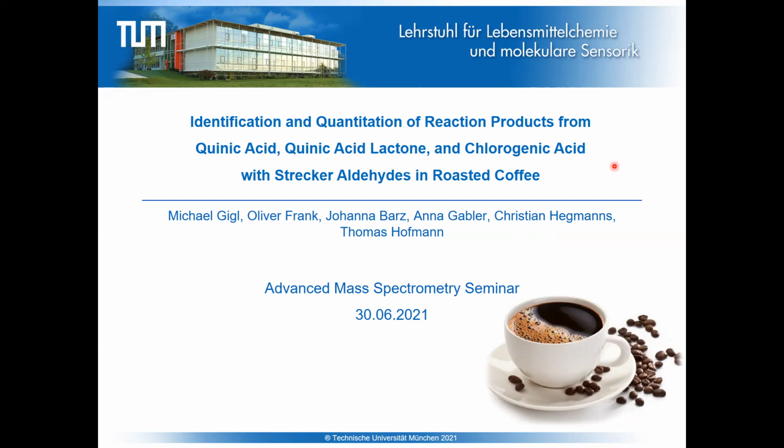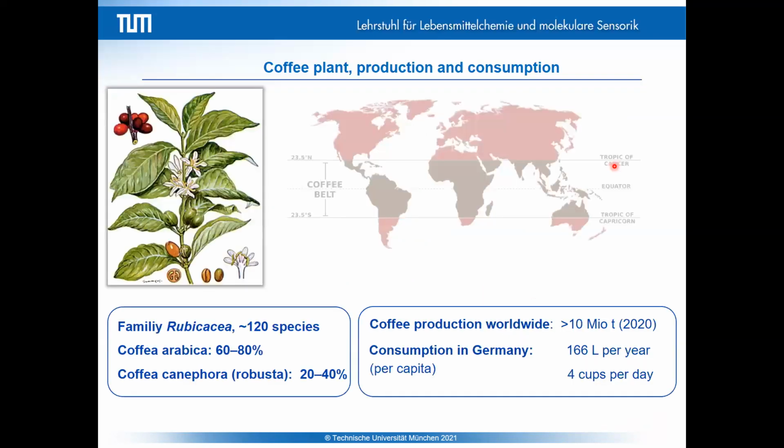As Tina mentioned in the beginning, I am a food chemist by training. So we sort of borrowed the metabolomics approach and applied it to our food systems, in my case, coffee. So we have no elaborate cohort or intervention study where we can analyze biological samples, but we analyze foods by means of basically the same strategy. And what I want to talk about today is the identification and quantitation of reaction products from quinic acid lactone and chlorogenic acid with Strecker aldehydes in roasted coffee.